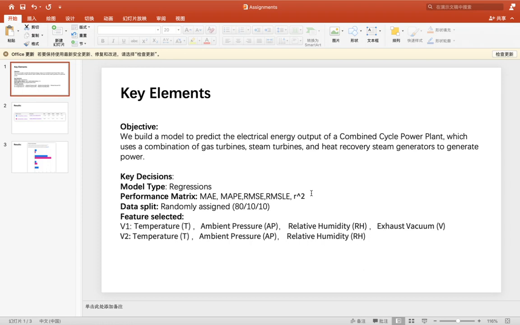For feature selection, we explored two feature sets. For version 1, we selected all the features, which are temperature, ambient pressure, relative humidity, and exhaust vacuum. And for version 2, we dropped the exhaust vacuum and selected the rest of the features.